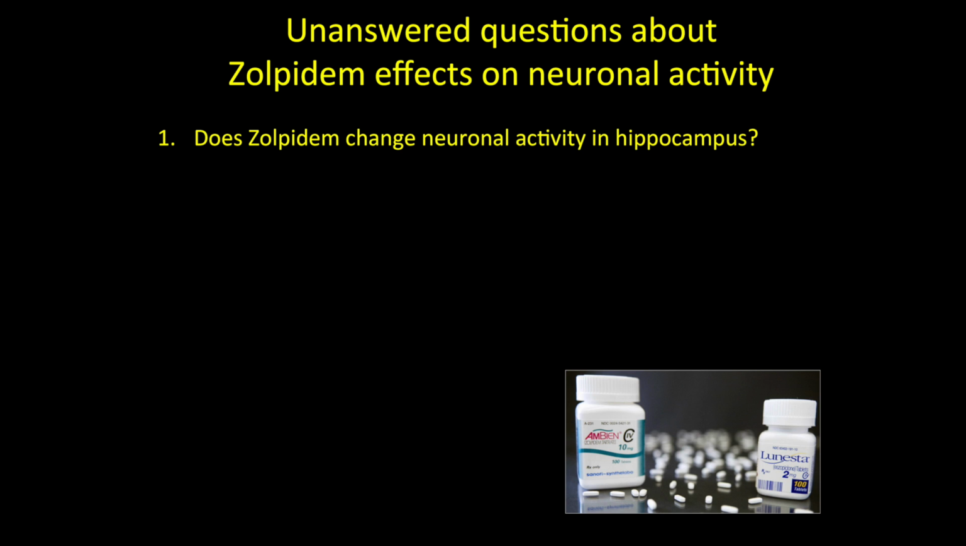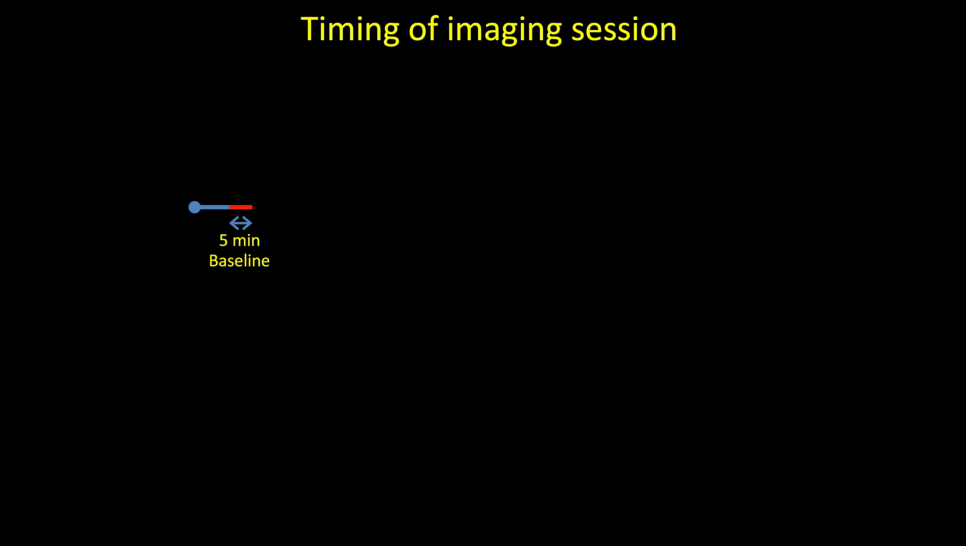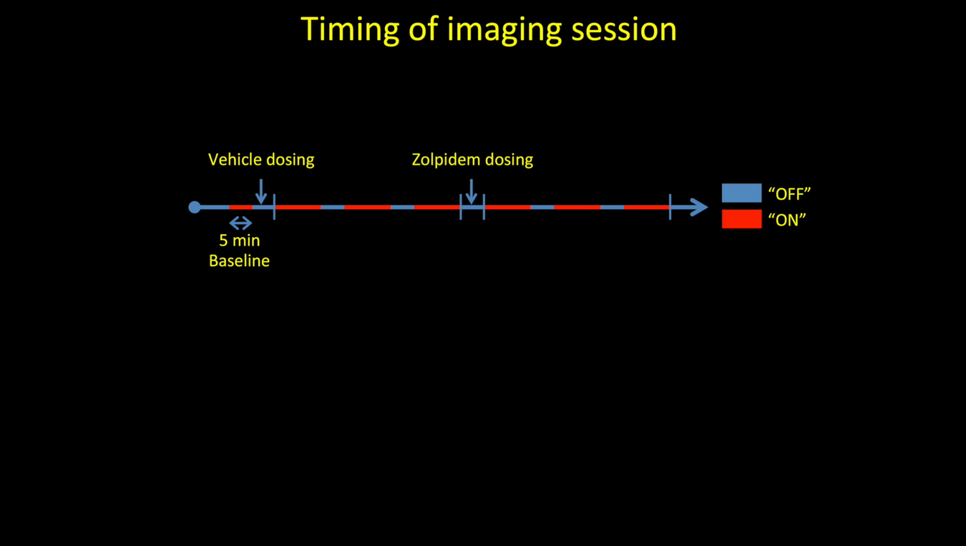Nevertheless, there are still unanswered questions about Zolpidem's effects on neuronal activity, starting with the most basic one. Does Zolpidem change neuronal activity in the hippocampus, the structure which is critically involved in memory formation? To do that, we imaged neuronal activity in two periods. Period one is following the vehicle dose. The vehicle is basically a placebo: exactly the same solution as the one containing the drug, minus the drug. And then we imaged neuronal activity following Zolpidem administration.